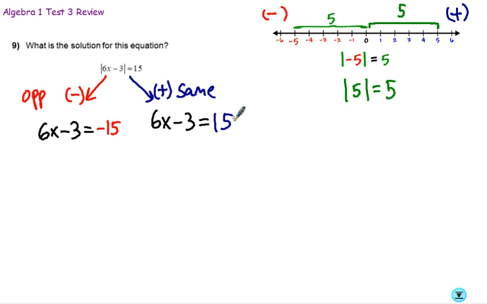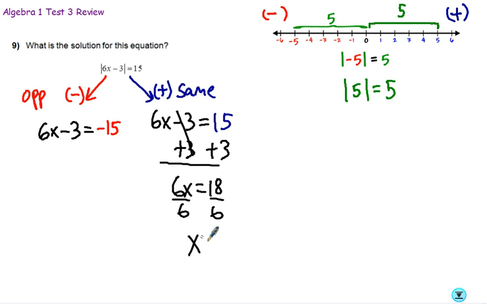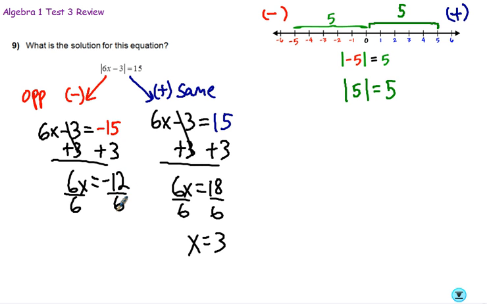Because again, distance is coming from two different places. Maybe we're coming from the right, maybe we're coming from the left. Then from here we would solve each equation. Add 3, divide by 6, and we get x equals 3. On the other equation, it's really the same steps. Add 3 to both sides. Negative 15 plus 3, different sign, subtract. 15 minus 3 gives you 12. Keep the sign of the bigger, so you get a negative 12. Divide both sides by 6, and we get x equals negative 2.